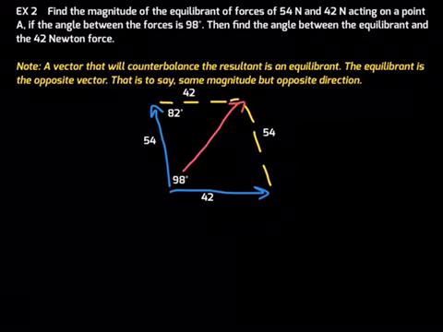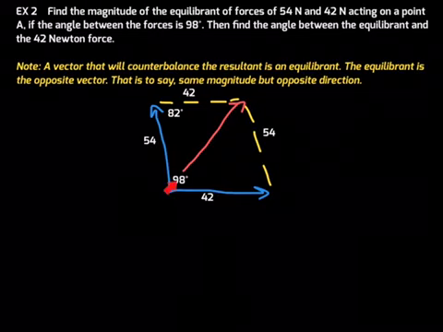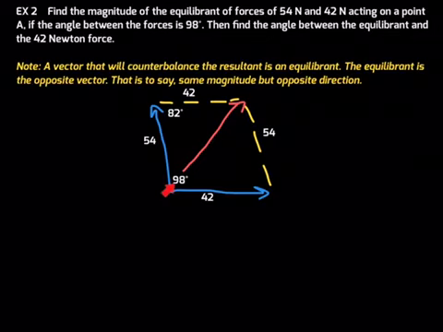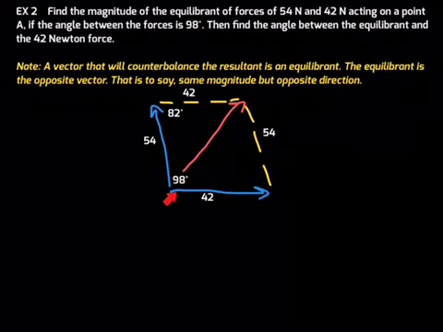Now, please don't make the false claim that this diagonal bisects this angle. Remember property number 3 that we talked about earlier? The diagonals of a parallelogram do not necessarily bisect the angles, all right? So do not think that this diagonal bisects 98 degrees. In this case, I believe it does not. So this is the resultant.